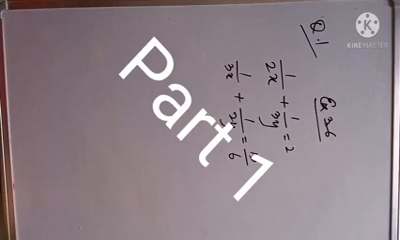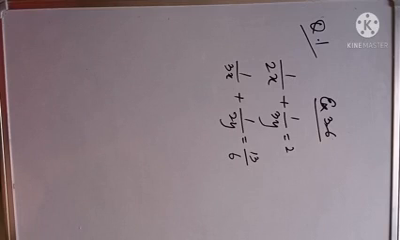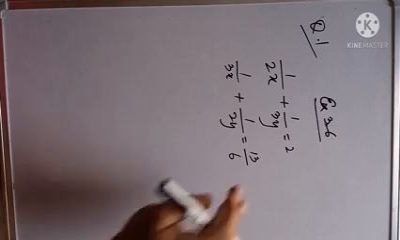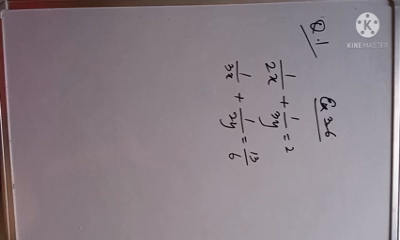Good morning, students. Today we are going to start exercise 3.6, question number 1. So I will read the question for you. Solve the following pairs of equations by reducing them to a pair of linear equations. Let me repeat. Solve the following pairs of equations by reducing them to a pair of linear equations. So these are the equations given to you. This is a pair of equations.